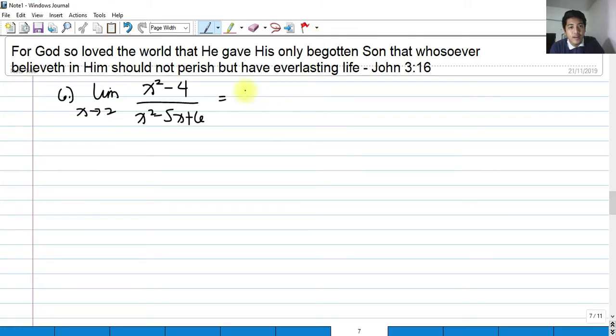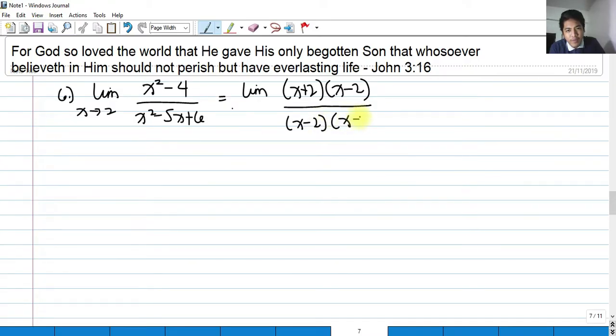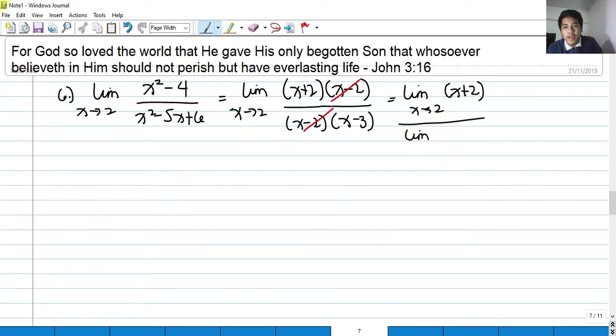So we have the limit of x squared minus 4, which is equal to x plus 2 times x minus 2, over x squared minus 5x plus 6. If we factor that, that is x minus 2 multiplied by x minus 3, as x approaches 2. As you can see here, x minus 2 would cancel. So we are left with the limit of x plus 2 as x approaches 2 over the limit of x minus 3 as x approaches 2.